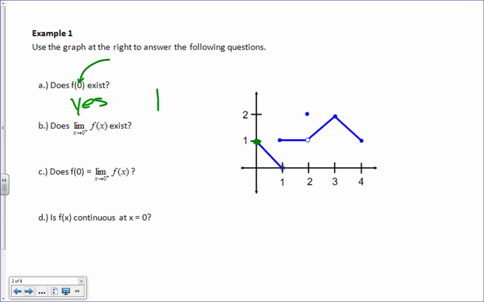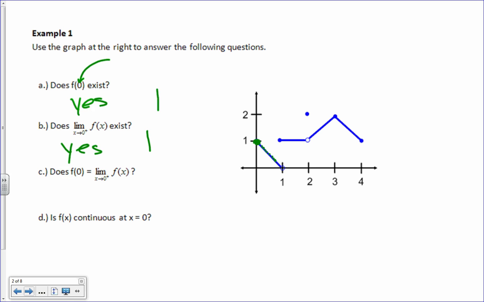Does the limit as x, because this is an endpoint, right? It's on the far left side. So does the limit as x approaches 0 from the right exist? Does that limit exist? So if you pick something to the right and you work your way back in, does that limit exist? It does. Yes. And what is it?